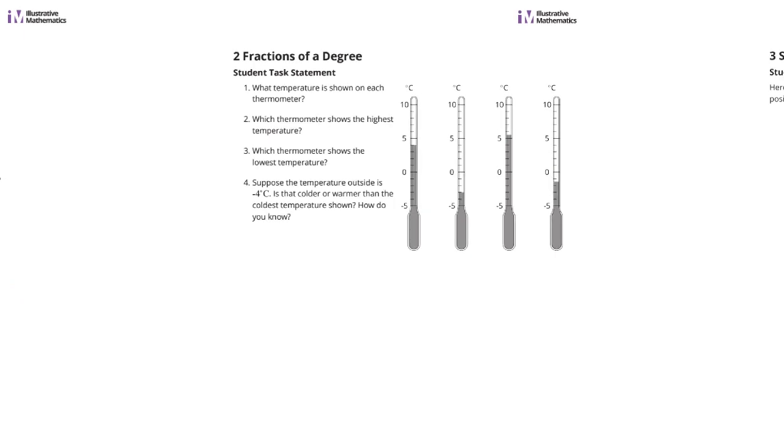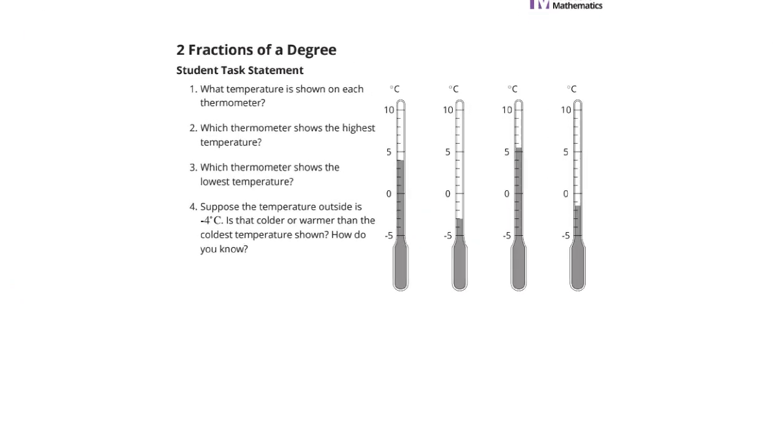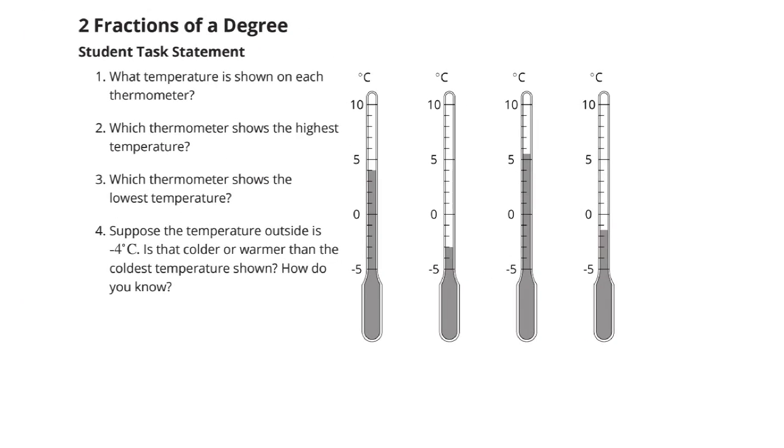Fractions of a degree. We are looking for what temperature is shown on each thermometer. And then we'll get to the other questions. Looking at A, if we start here at 0, 1, 2, 3, 4. So A is 4 degrees here.